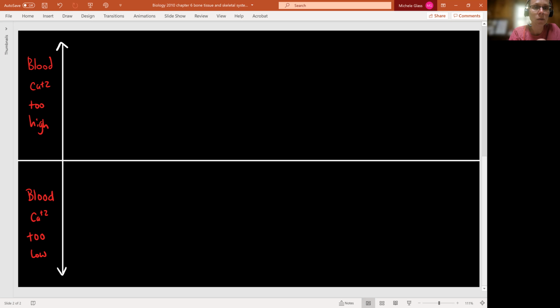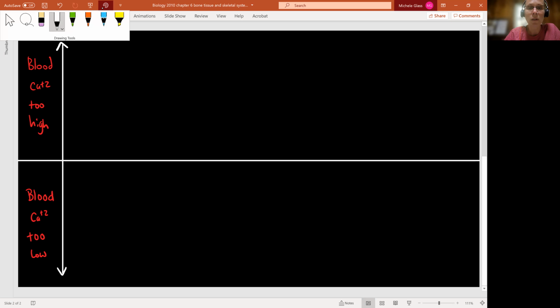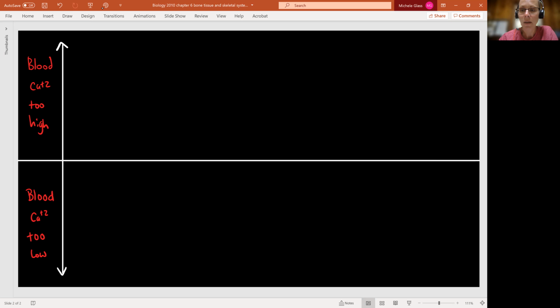If you want to do what I've done here, which is draw this line in the middle of my screen, we can label that as our blood calcium set point.